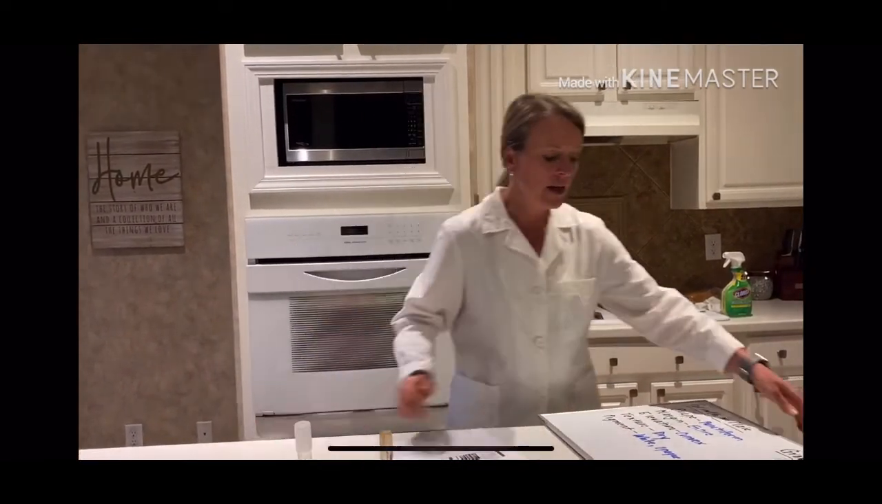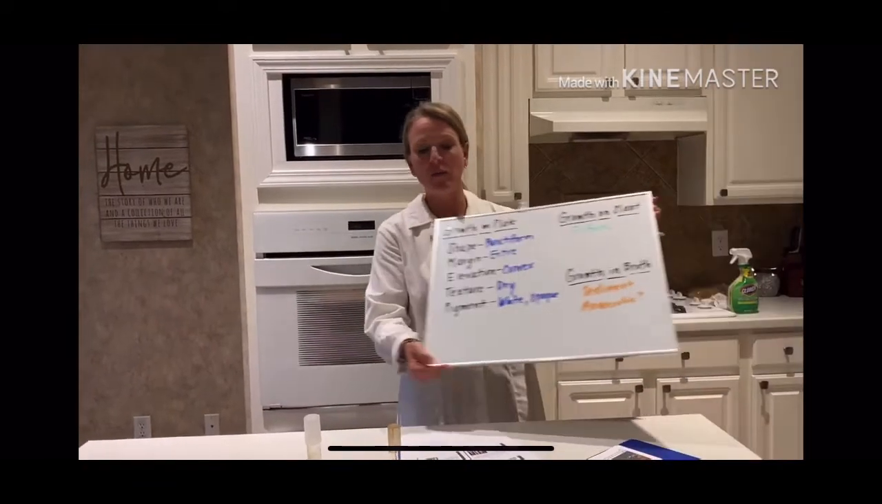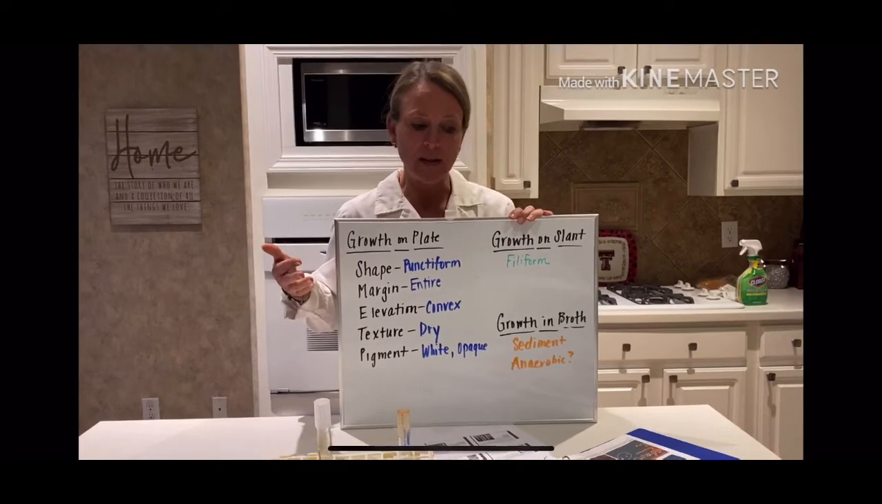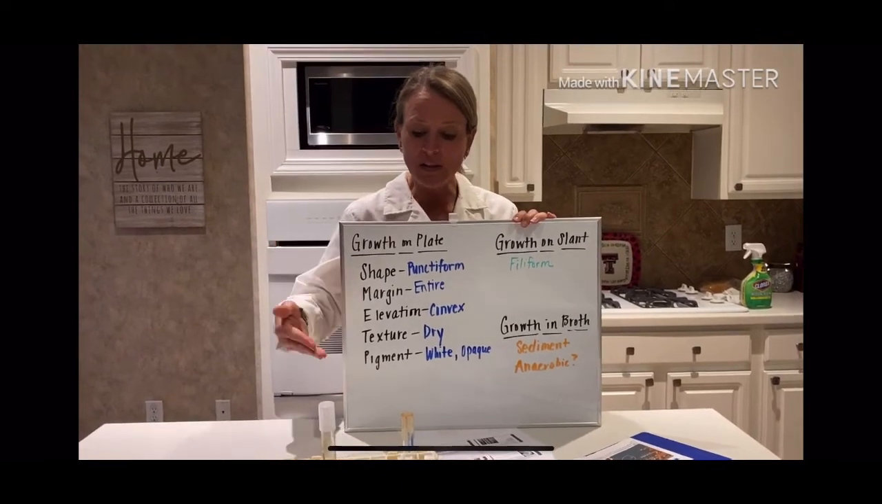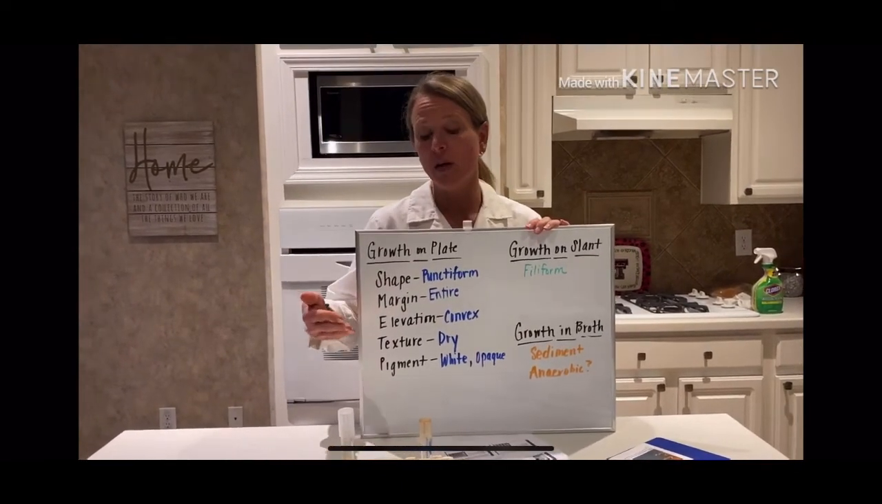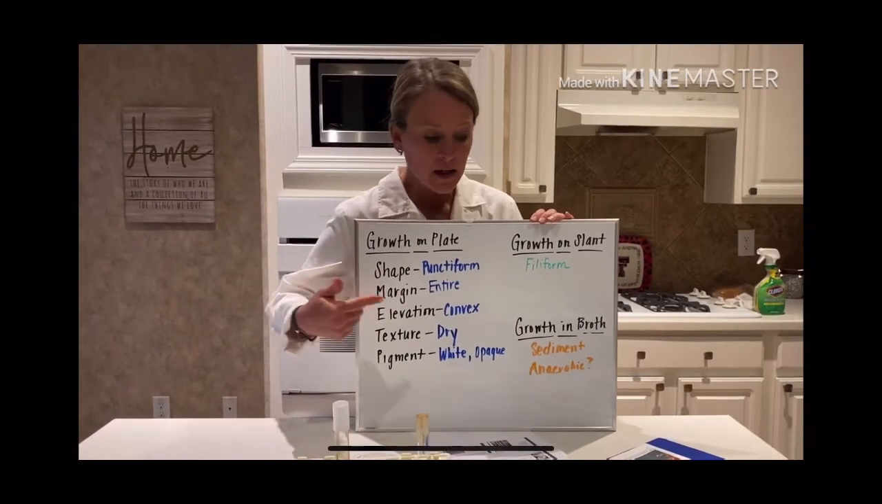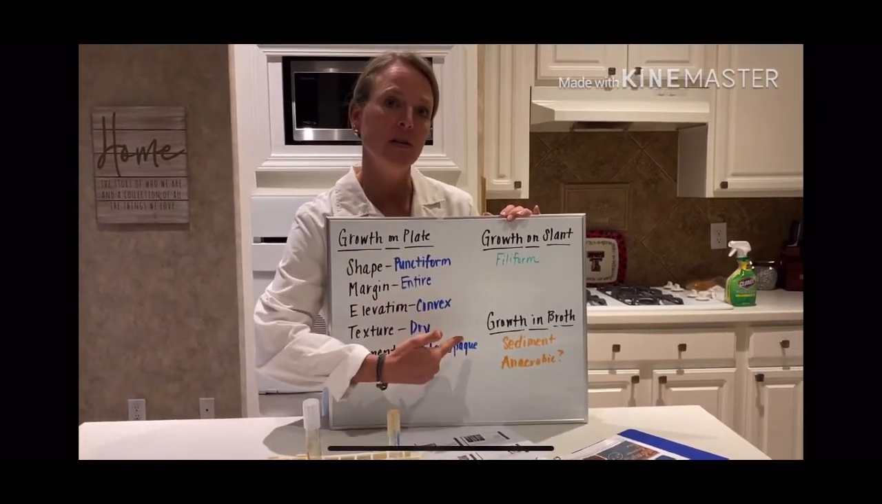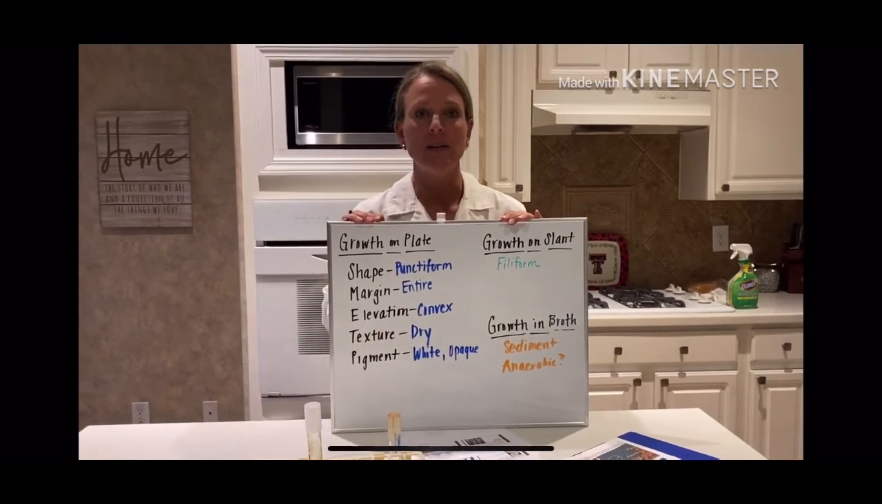So again, in this lab, really what we're doing is going through, if you were doing this in the lab setting in the classroom, we would just be looking at the cultures that we grew on the plate and the slant and the broth, and then using our lab manual and our notes, we would just describe what the cultures look like growing on these types of media.